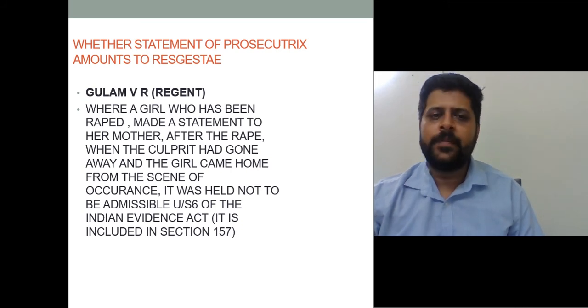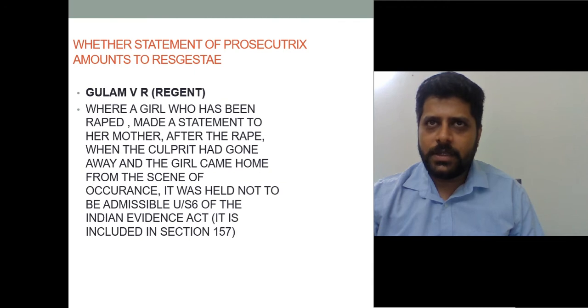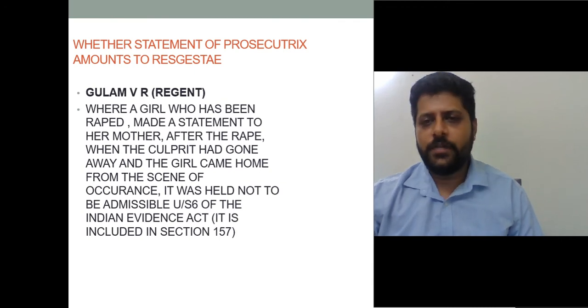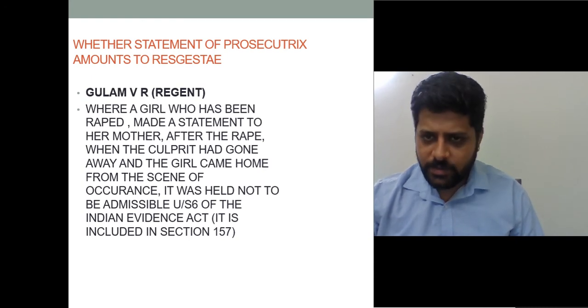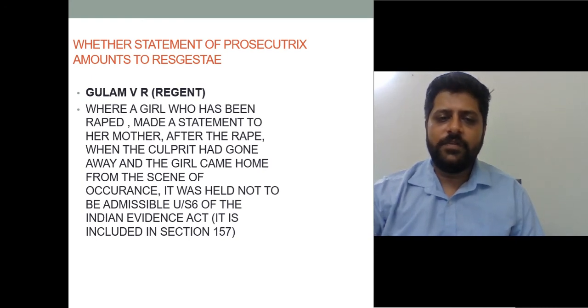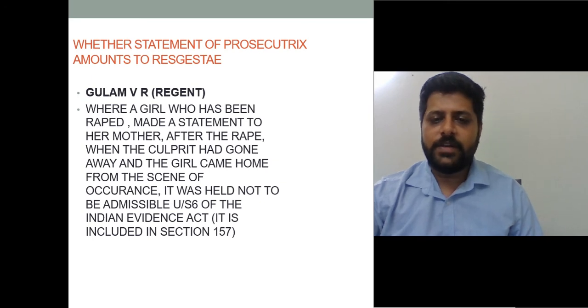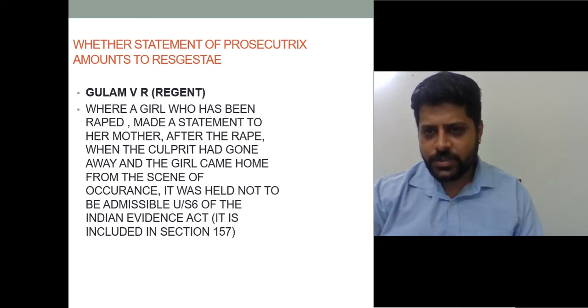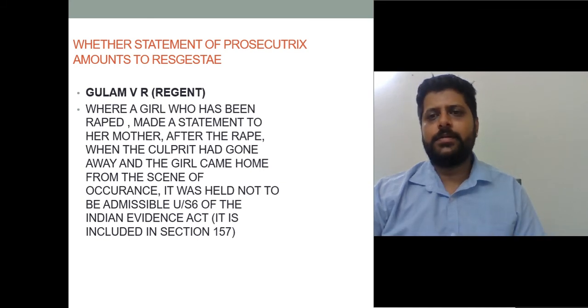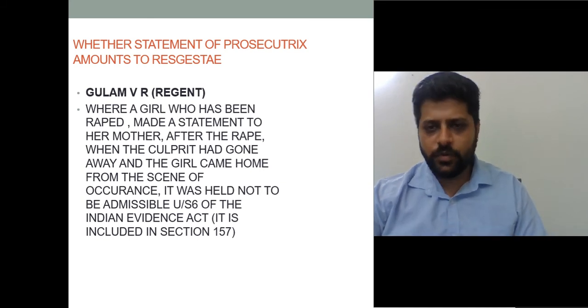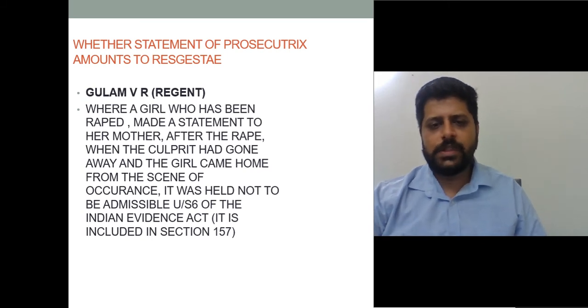given by her mother will not be included under Section 6, or you can say under the res gestae, okay, and it will be included under Section 157 of the Indian Evidence Act, which talks about the former statements which have been given by the witnesses to prove the testimony of the, you can say, the act or the person, okay.